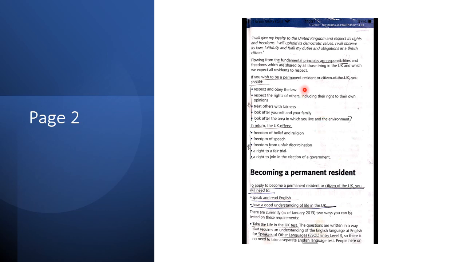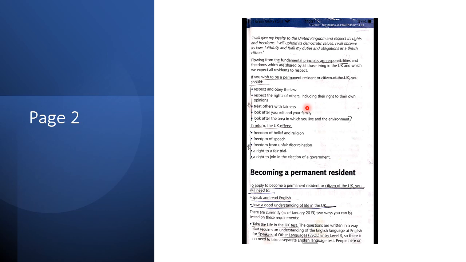Number 1, respect and obey the law. Everybody has to do that. Respect the rights of others, including their rights to their own opinion. Now that is called kind of freedom of speech and freedom of religion and freedom of faith. So you have to respect other people's opinions, other people's ideas, as your ideas and your opinions should be respected by others.